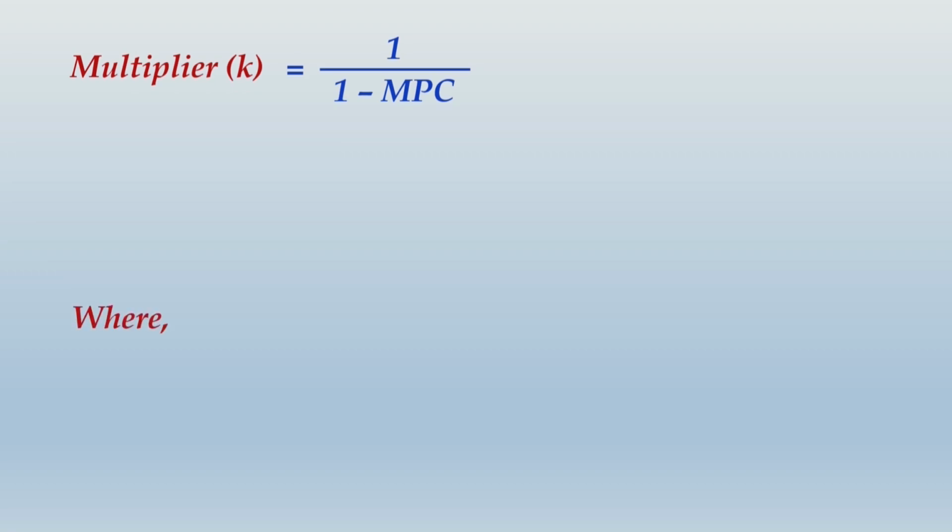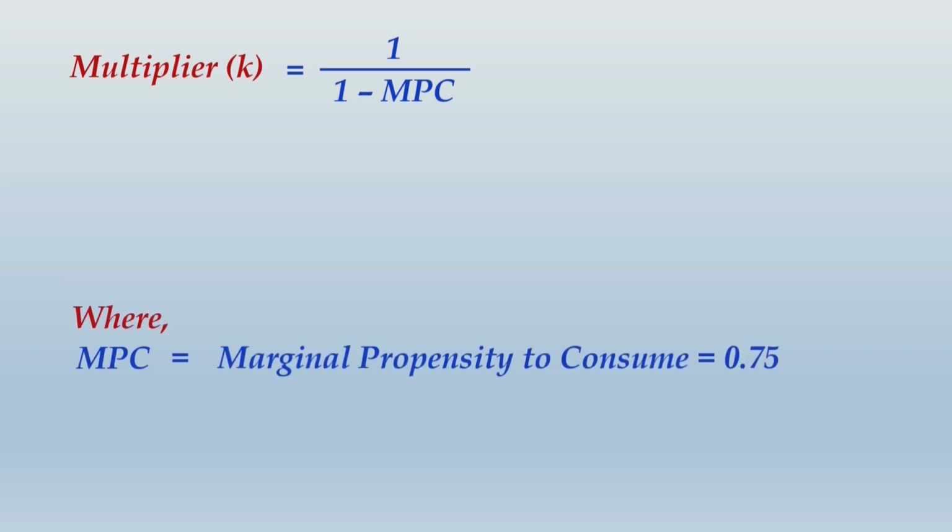Let us move ahead and write up further. The multiplier value will be K, that is 1 divided by 1 minus MPC. MPC stands for marginal propensity to consume. So you know how you have to work it out. It is 1 divided by 1 minus 0.75. So it will basically be 4 times. So the size of the multiplier is 4 times.